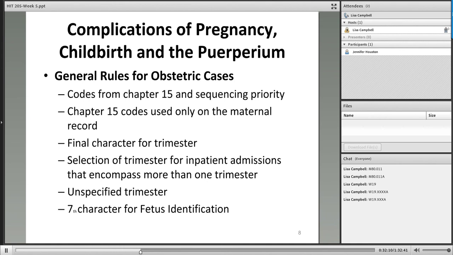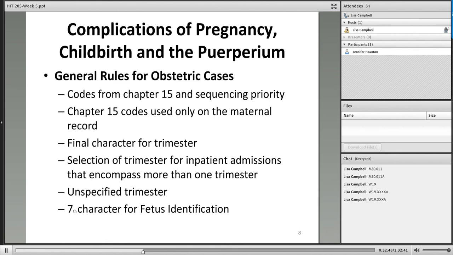3 days after admission at 28 and 1/7 weeks gestation, she developed gestational hypertension. Now, this particular scenario happens to be under the guideline relative to selection of trimester for inpatient admissions that encompass more than one trimester. And the reason I'm pointing this out is because you'll notice the patient was admitted at 27 and 6/7 weeks gestation. And then after admission, 3 days later, they were at 28 and 1/7 weeks gestation.